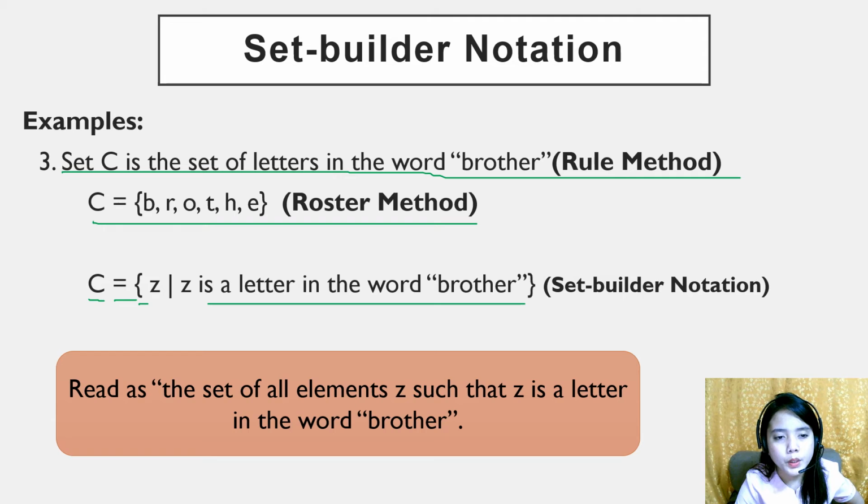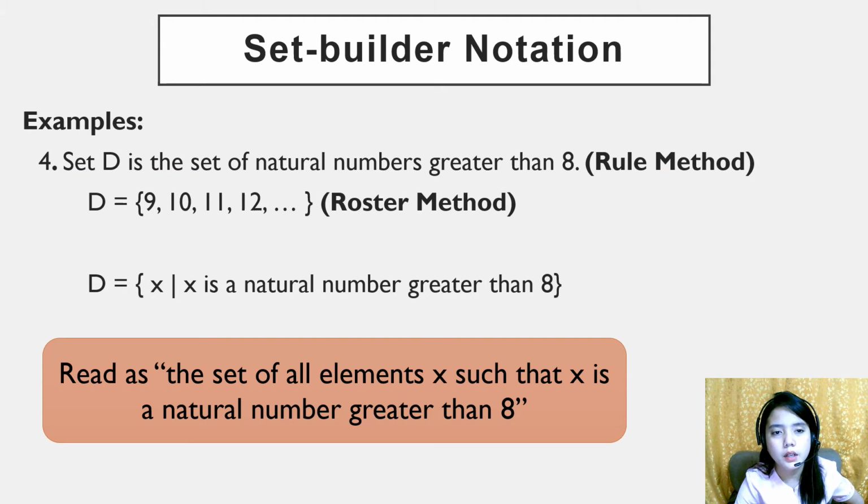Okay? You can use any letter here as long as it is a small letter. You can use A, such that A, what is being described? A letter in the word brother. Did you get that? Hopefully you did. Okay? The set of all elements Z such that Z is a letter in the word brother. Okay. Let's move on to D. Number 4.